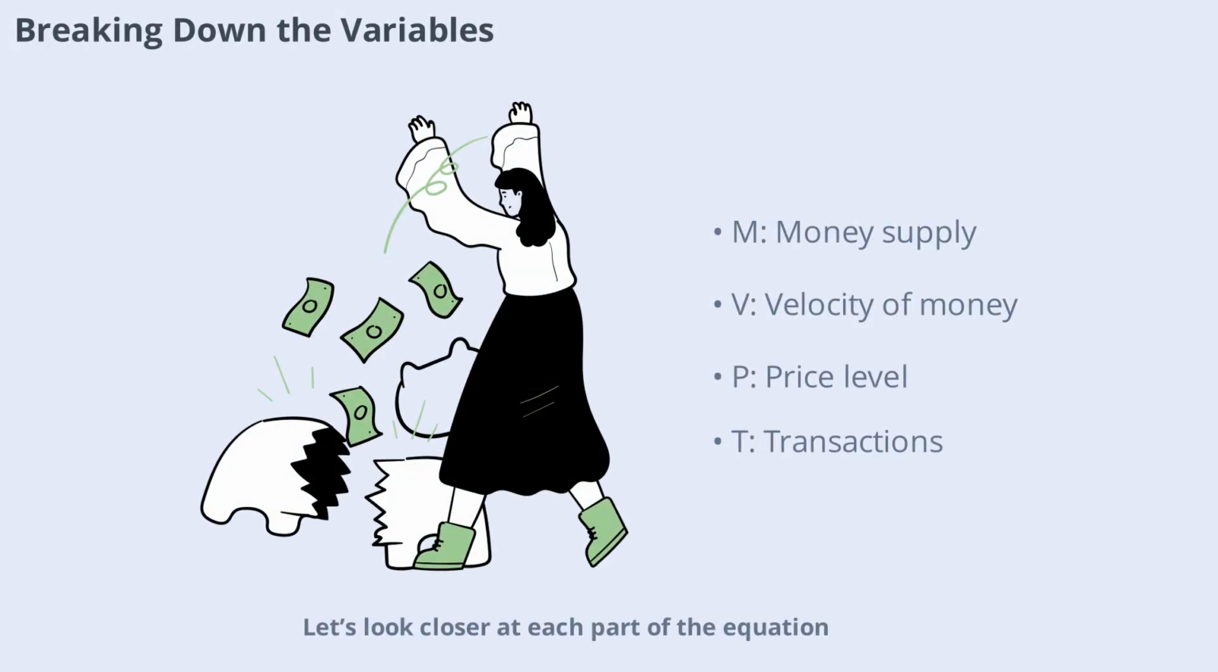Let's look closer at each part of the equation. M is the total money available in the economy. V, the velocity, measures how quickly money circulates. P is the average price of goods and services, and T is the total number of transactions.